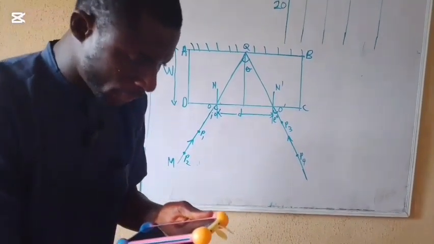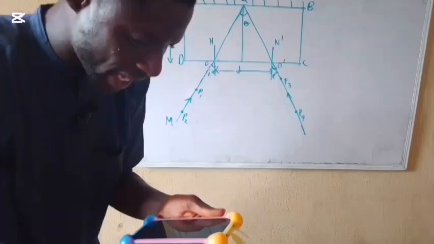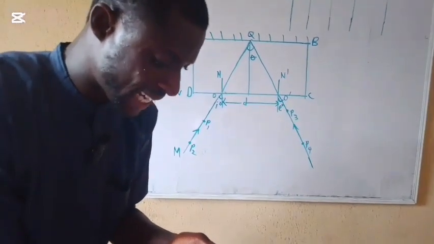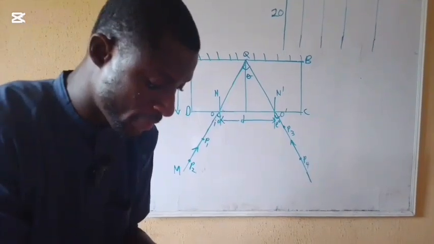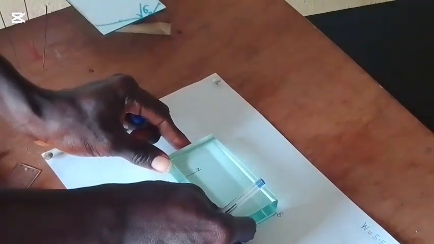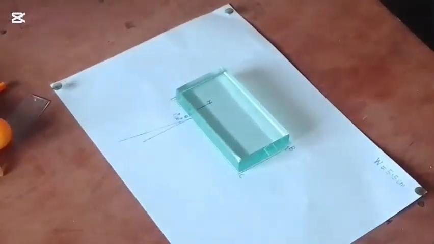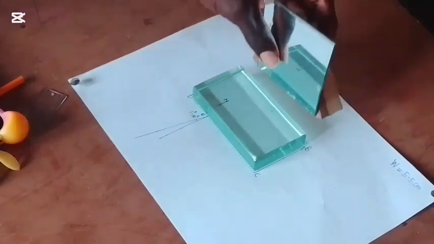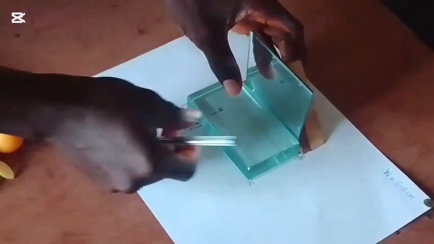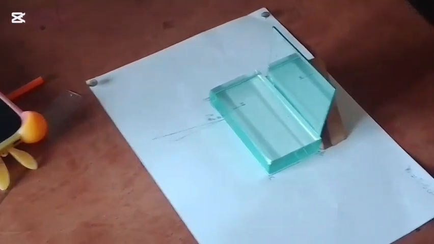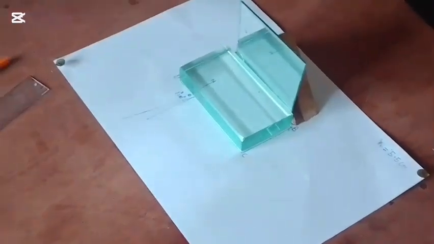We have to replace the block on its outline and mount the plane mirror vertically behind such that it makes a good contact with the face AB. This is our face AB. Let's mount our rectangular prism, and we are asked to place behind AB our mirror, very tight with AB.